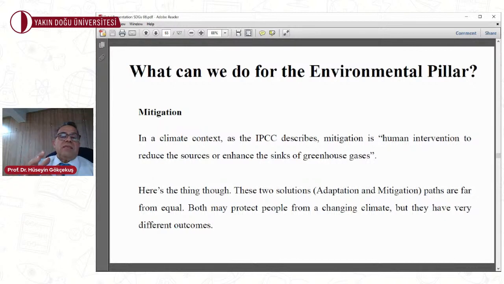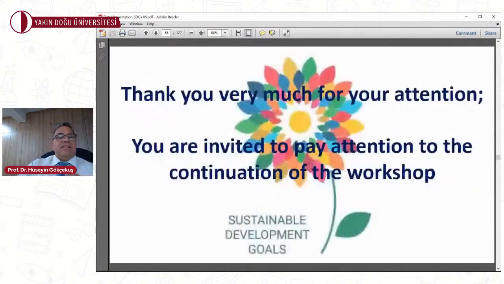Here is the thing, though. These two solutions, adaptation and mitigation paths, are far from equal. Both may protect people from a changing climate, but they have very different outcomes. We have to underline this reality.